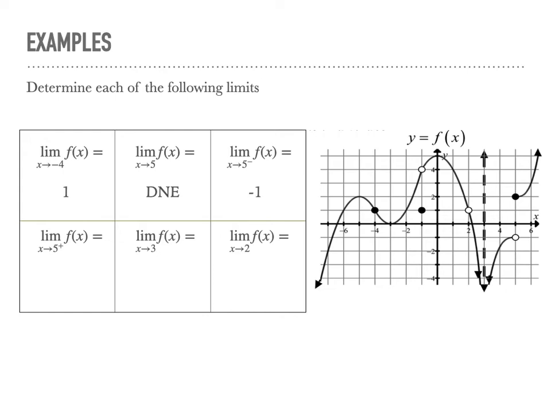Now you can apply the same concept to the limit of f of x as x approaches 5 from the positive side. We're going to look at the graph when x approaches 5 from the right-hand side, which is 2. Now notice how this limit and the previous limit are different, where one is -1 and the other is 2. And of course, we can conclude from there that the limit of f of x as x approaches 5 does not exist because the one-sided limits are not equal to each other.